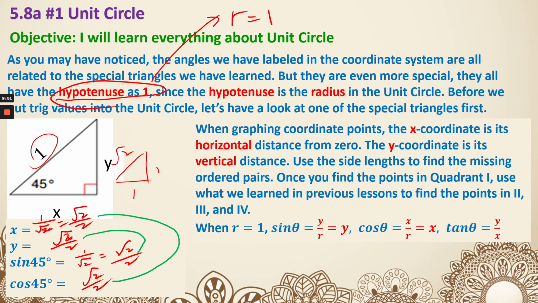When graphing coordinate points, the x coordinate is its horizontal distance from 0. The y is the vertical distance from 0. And now, from what we just found out, basically my sine is y over 1 right here, which is just y. Typically it's y over r, but since r in the unit circle is 1, it's basically y over 1, which is just y. Then the cosine is just x. The tangent will be y over x.